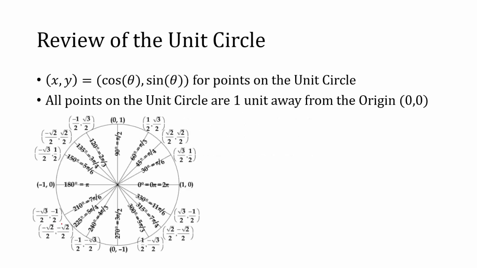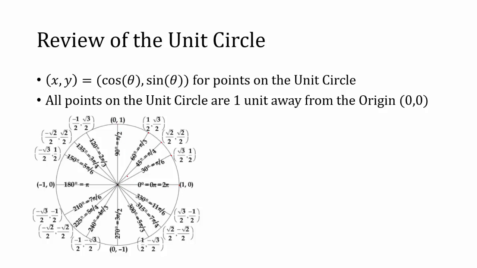So let's first start off with a brief review of the unit circle. So remember, points on the unit circle are all 1 unit away from the origin. In my diagram here, that point right there is the origin, and all the points on the edge of the circle are 1 unit away from the origin. So this right here is the point (1, 0). It's 1 unit to the right of the origin on the x-axis.